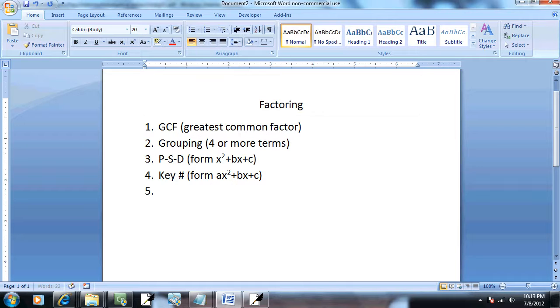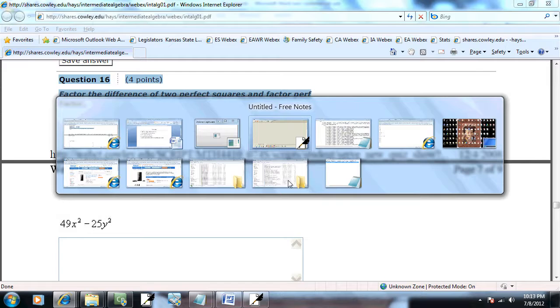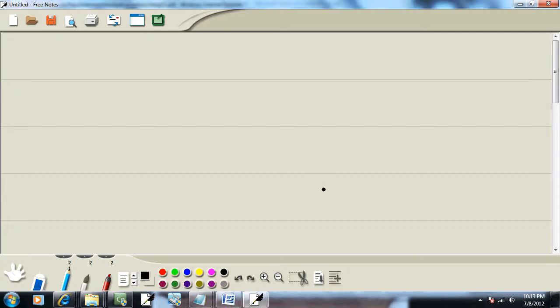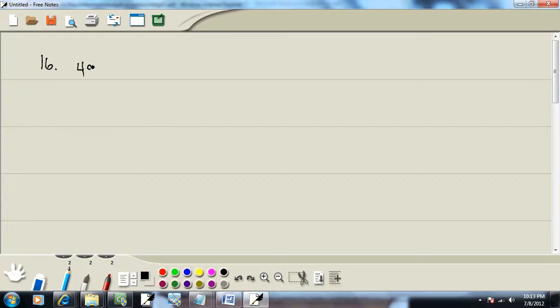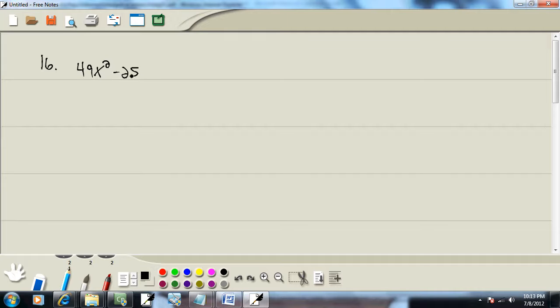And then our fifth one, which is one we're going to be using, difference of two squares. This is when you've got two terms with a minus between them. So let's use these to help us factor this problem. We've got 49x squared minus 25y squared.